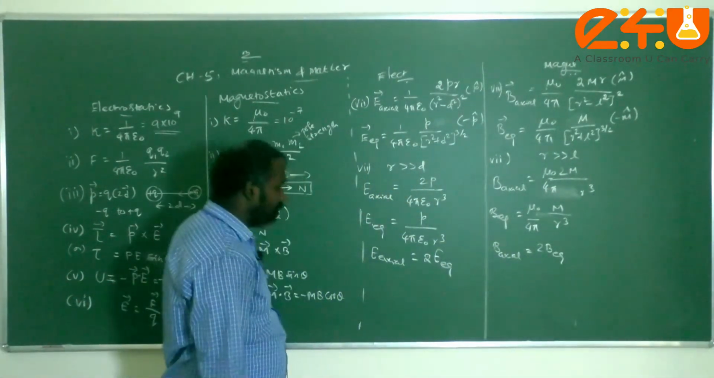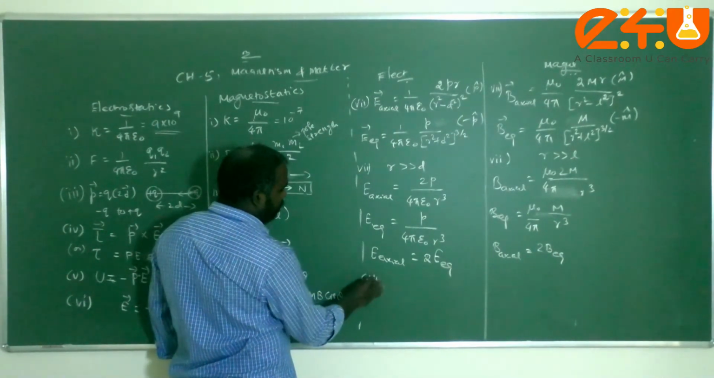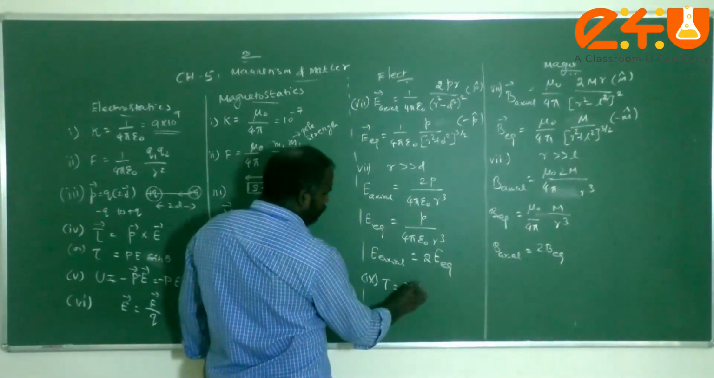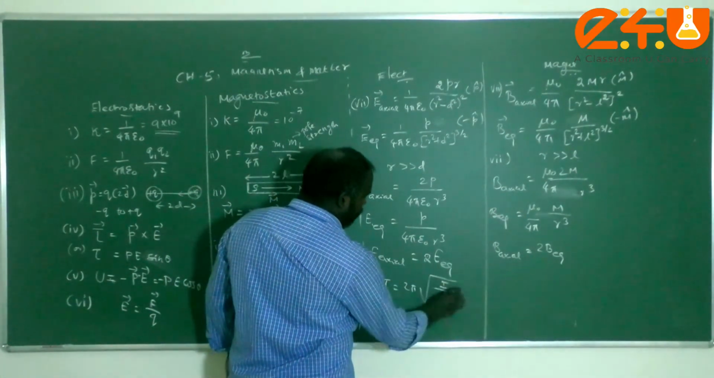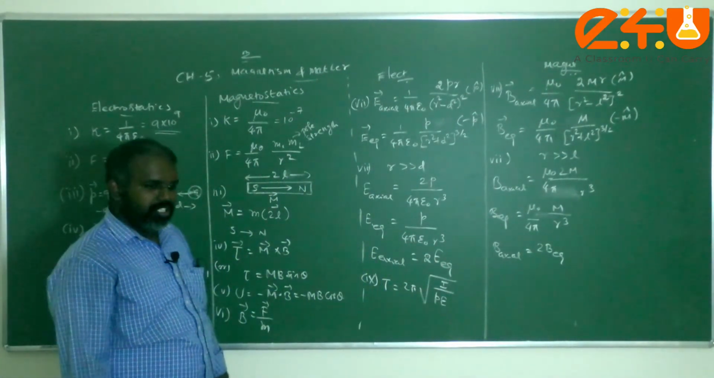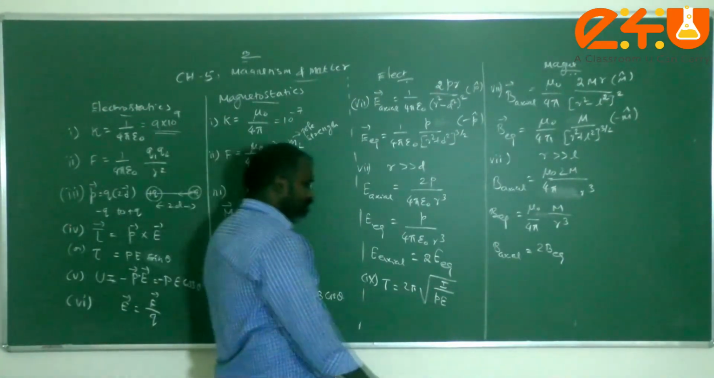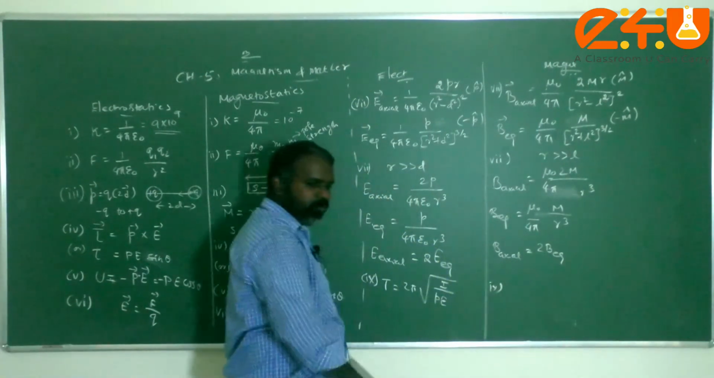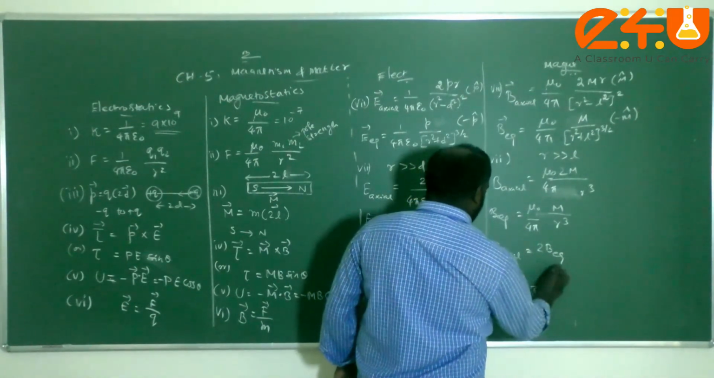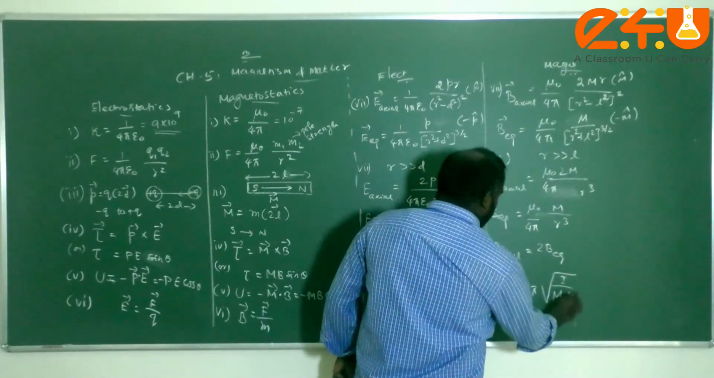These are the comparisons. Another point we compare, I think point number 9, is the time period expression. Here it will be 2 pi root over I divided by P into E, where I is the moment of inertia of the system, P is the electric dipole moment, and E is the electric field. Similarly, we just derived that the time period is T equal to 2 pi root over I, the moment of inertia of the bar magnet, divided by M into B.